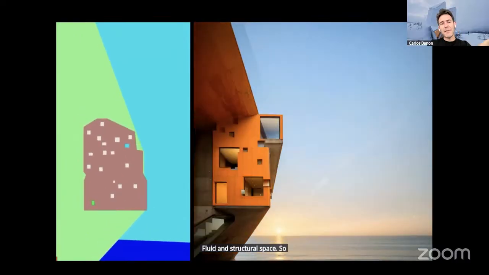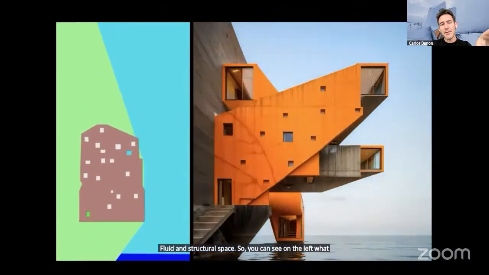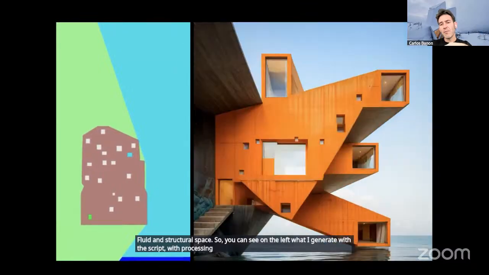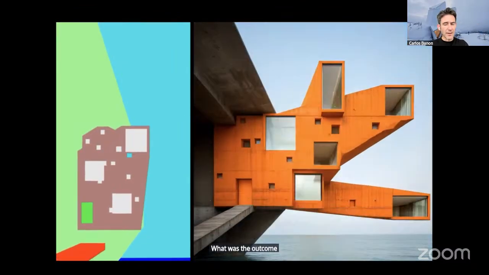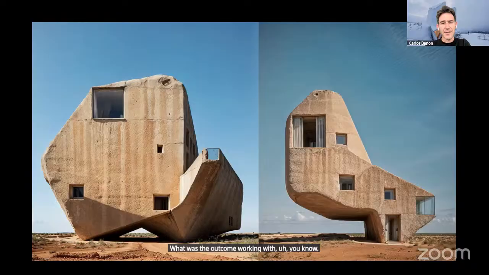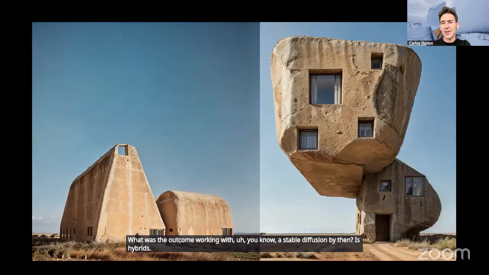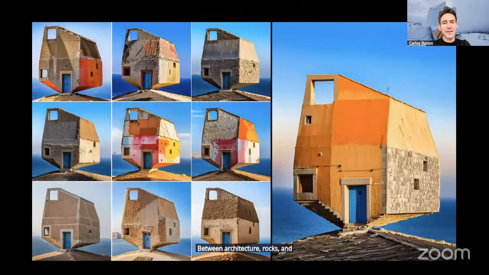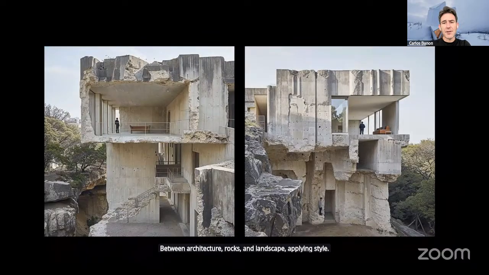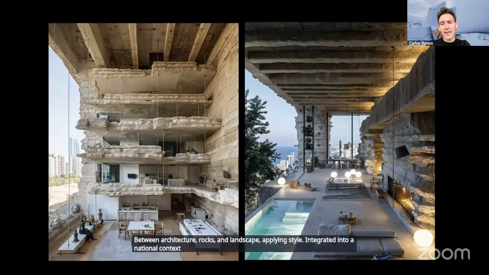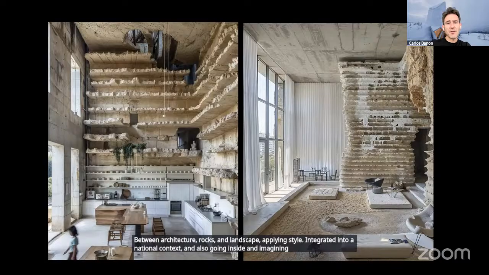So you can see on the left what I generate with the script, with Processing, and on the right what was the outcome working with Stable Diffusion by then. These hybrids between architecture, rocks, and landscape, applying style, integrated into natural context, and also going inside and imagining the atmosphere of living in those spaces.